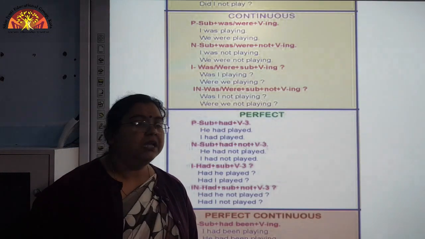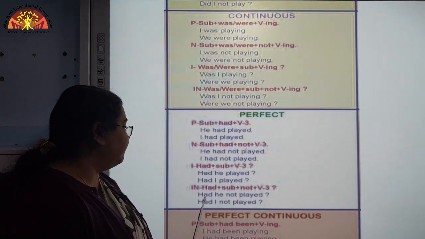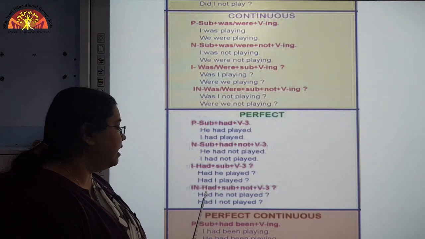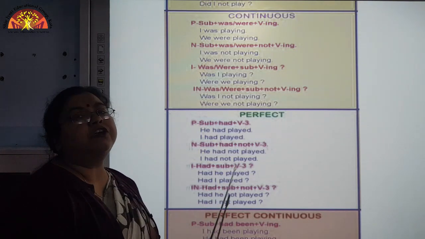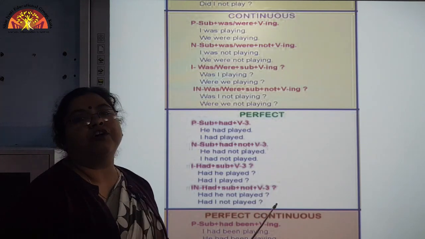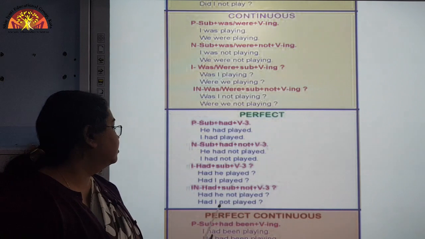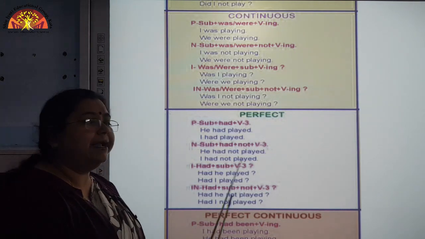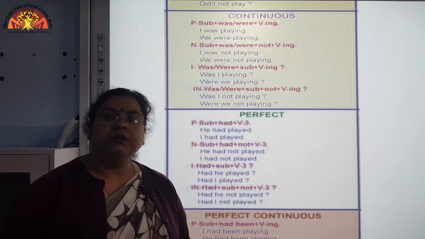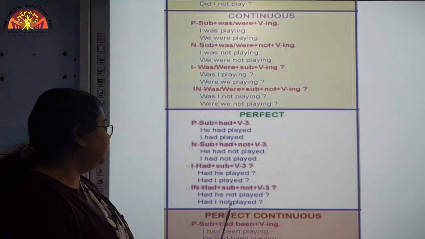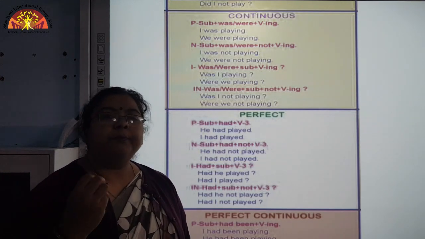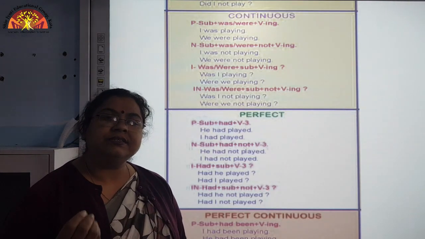Now, interrogative negative sentence. For that again we will bring had first. So, had plus subject followed by not plus third form of the verb. So, had he not played? Had she not finished her food? Had I not played? So, in this manner we frame the past perfect tense sentences.